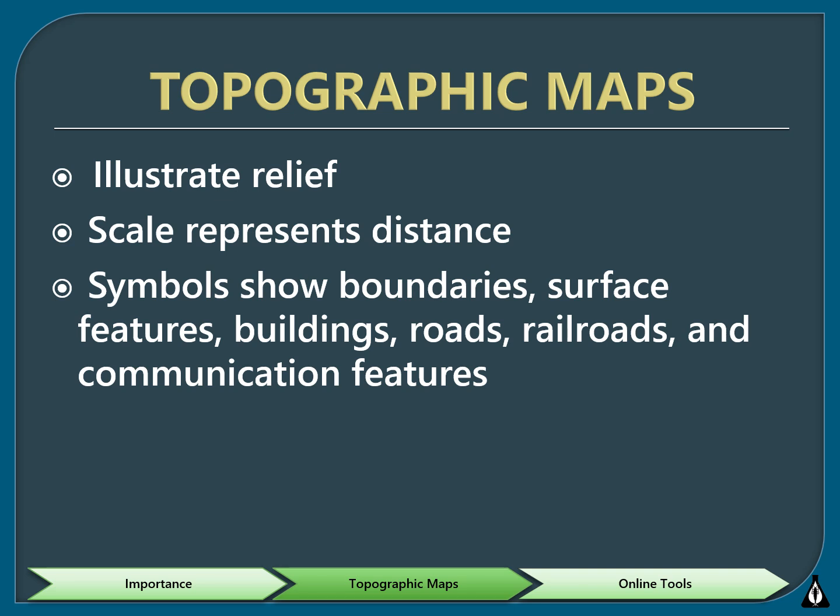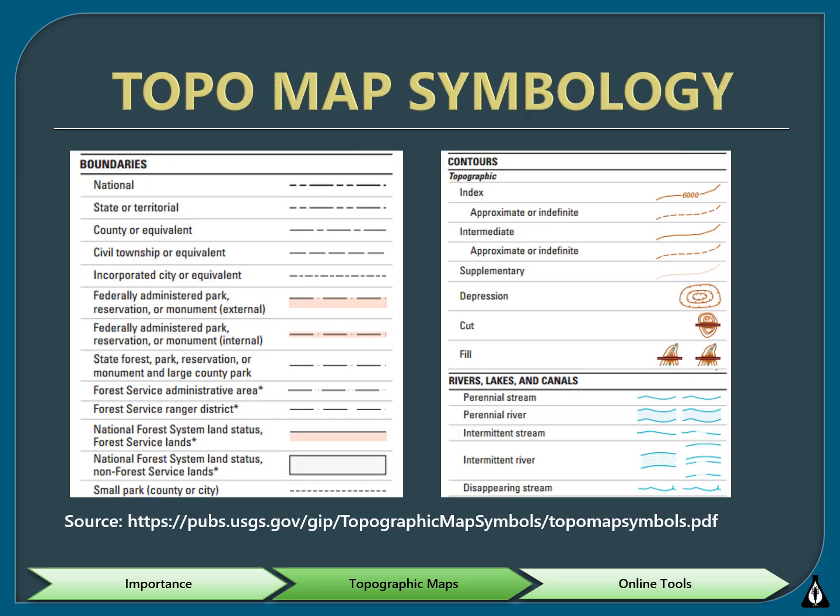They'll also have different symbols that show boundaries for things like counties or different surface features, buildings, roads, and other symbols that represent communication features. Here's some symbology that you're going to want to familiarize yourself with when looking at a topographic map. This isn't a complete version, but you can find more at this USGS website if you need more explanation.